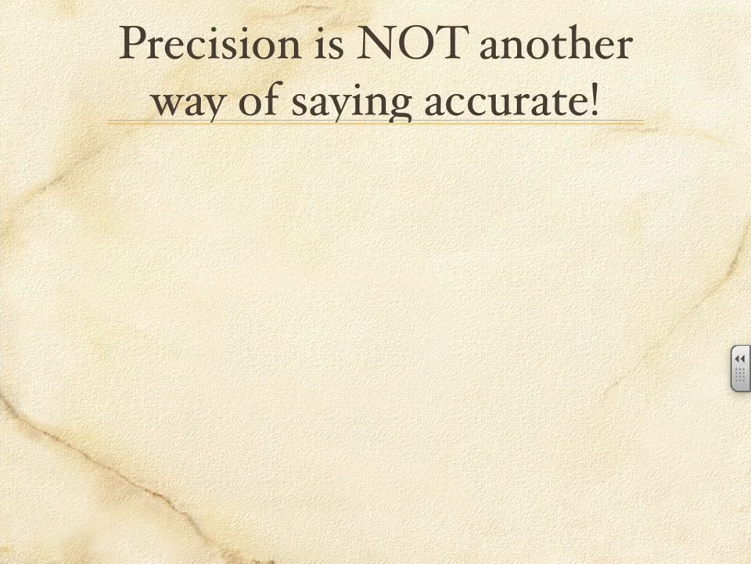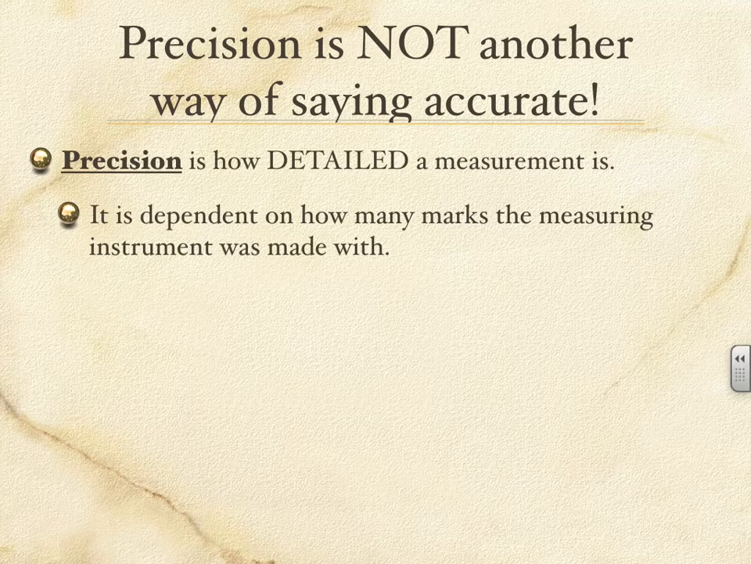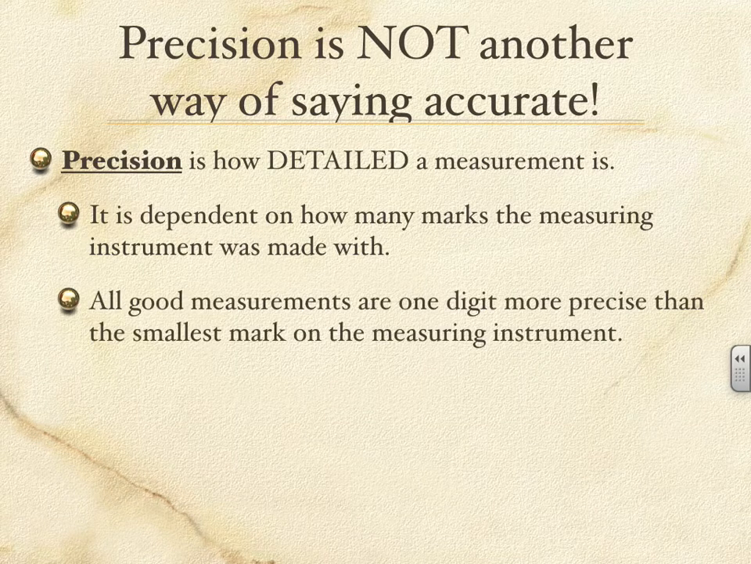Some people think that precision and accuracy are pretty much interchangeable terms, but they are not. They are complementary terms. They work together in dealing with measurement, but they are not the same. Precision is how detailed a measurement is, which is dependent on how many marks a measuring instrument was made with. All good measurements should have one digit more precise than the smallest marking on the measuring instrument.